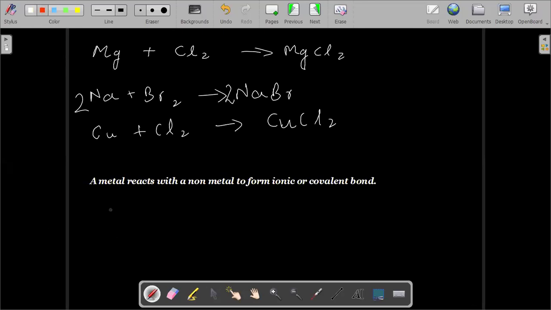So suppose I want to represent sodium chloride, I will write here Na with one valence electron. I will write here chlorine with seven valence electrons. 1, 2, 3, 4, 5, 6, 7. So you have seven valence electrons. Now, sodium donates one electron, which is accepted by chlorine. So Na forms Na plus, and chlorine accepts the electron and forms chloride ion, which is negatively charged. Combined together, you obtain NaCl. In the same way, we can show the formation of MgCl2.